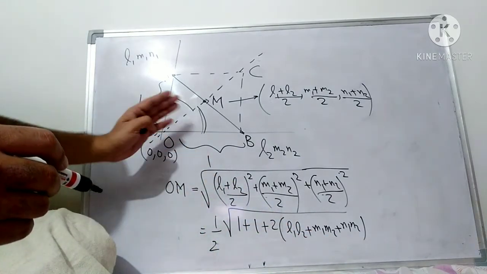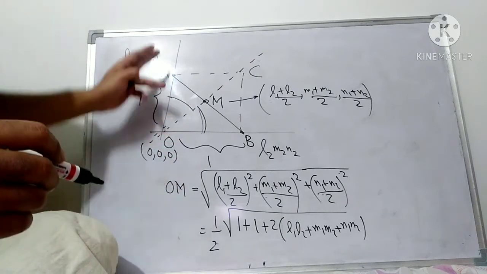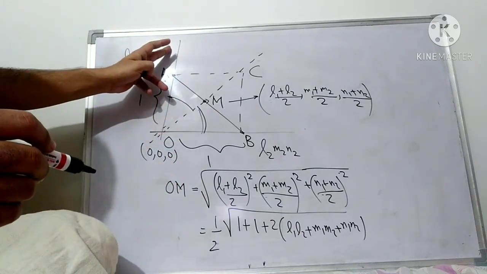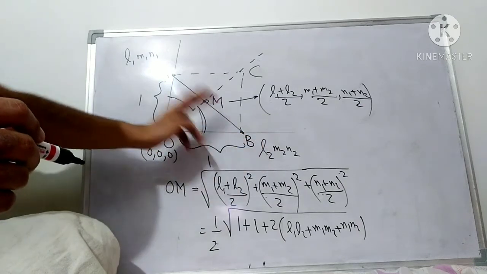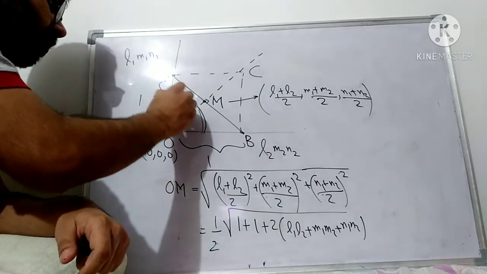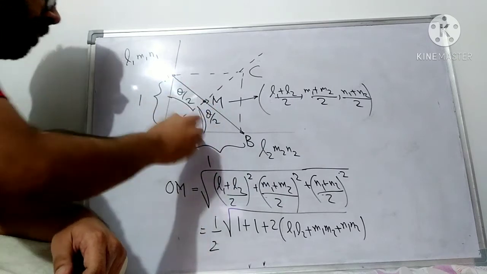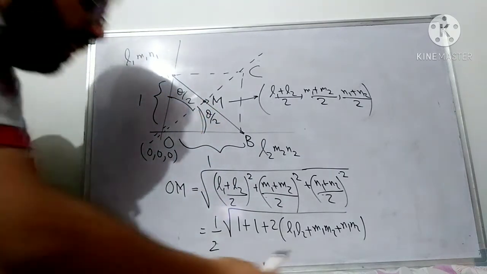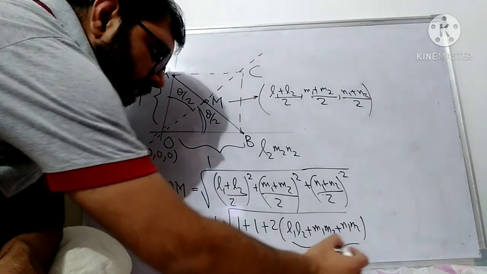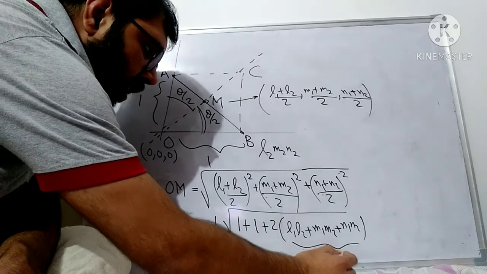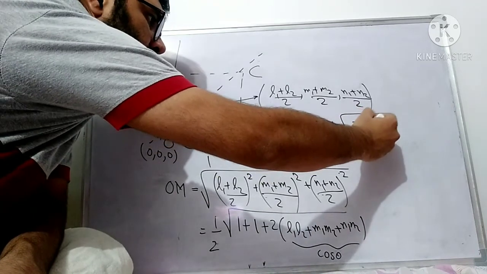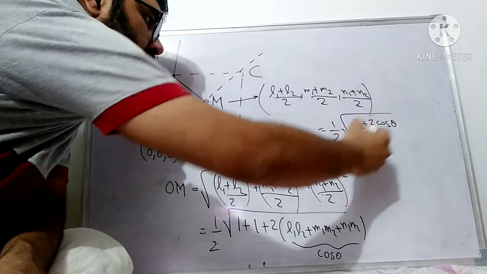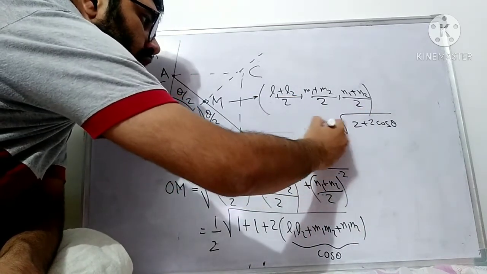When we have two lines, one line has direction cosines L1, M1, N1, the other line has direction cosines L2, M2, N2, and we have angle theta between them. So this angle is theta by 2, this angle is theta by 2. The complete angle is theta. Then we can write cos theta for this expression. Which means we get half into the square root of 2 plus 2 cos theta.